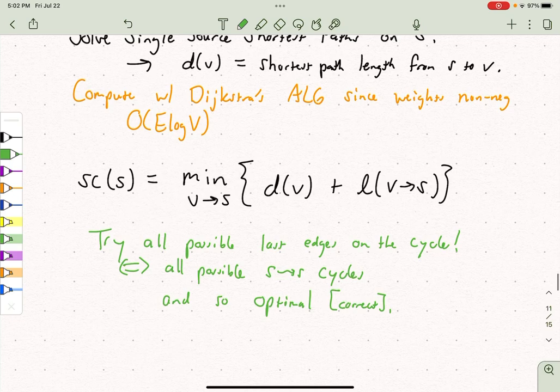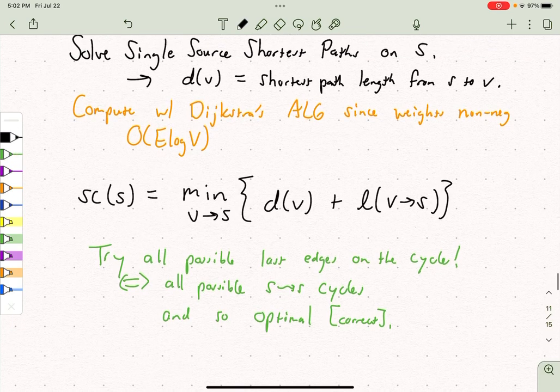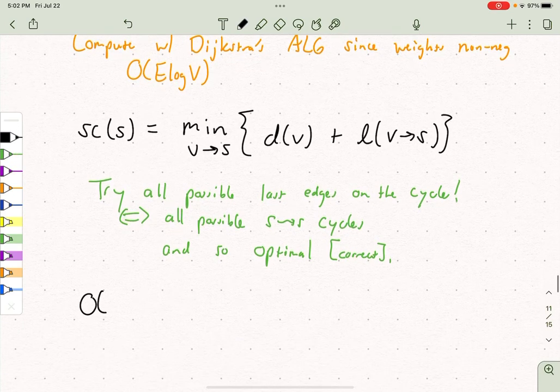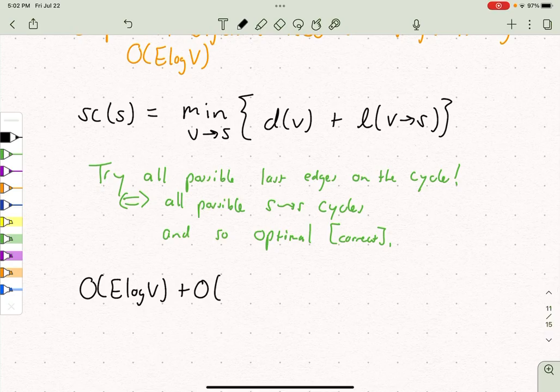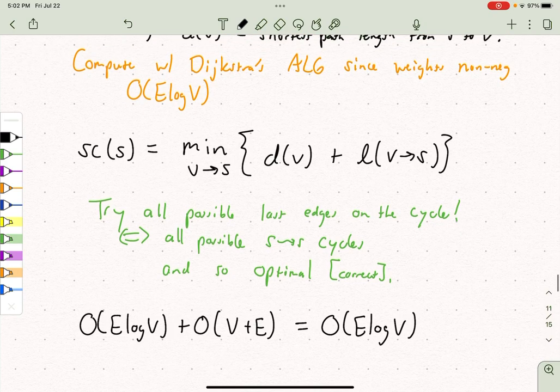Okay, so overall, what's the running time of this computation? Well, we have the O of E log V to run Dijkstra, and then we have to loop through all possible edges, and in particular, we'll also end up having to hit the nodes in the adjacency list to do that. So we have an additional O of V plus E, which is just O of E log V, because typically we assume that the number of edges is very large in shortest path problems.